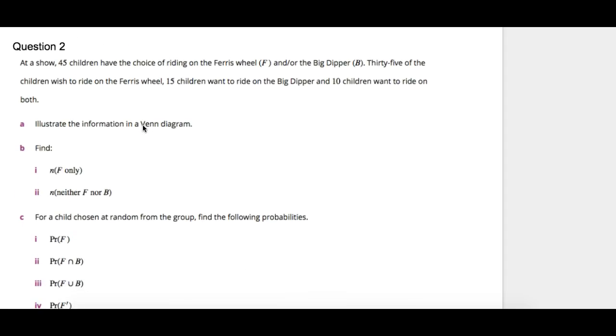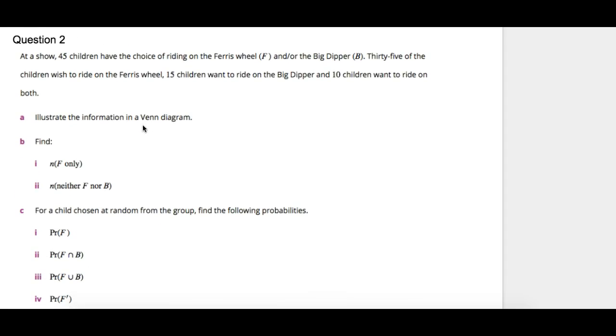Okay, question 2. At a show, 45 children have the choice of riding the Ferris wheel or the Big Dipper, 35, and so on, illustrated as a Venn diagram. Again, I much prefer two-way tables, so I'm going to do a two-way table first. So we've got Ferris wheel, not Ferris wheel, Big Dipper, not Big Dipper. Okay, so, sorry, I should finish drawing my table.